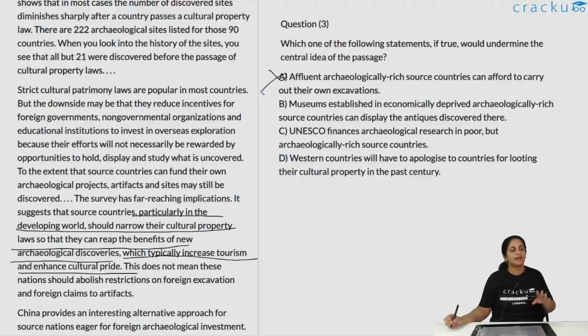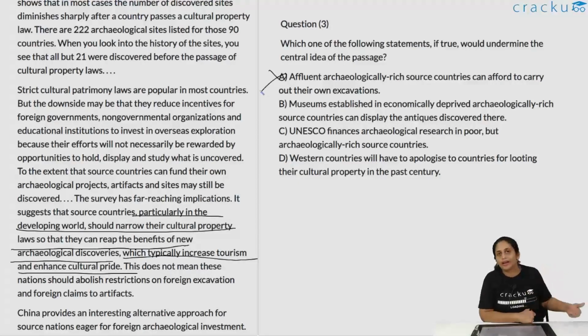His hypothesis is that poor, archaeologically rich countries should narrow and restrict their cultural property laws so that they do not prevent or disincentivize archaeological discoveries. So this does not apply to the point he is making.